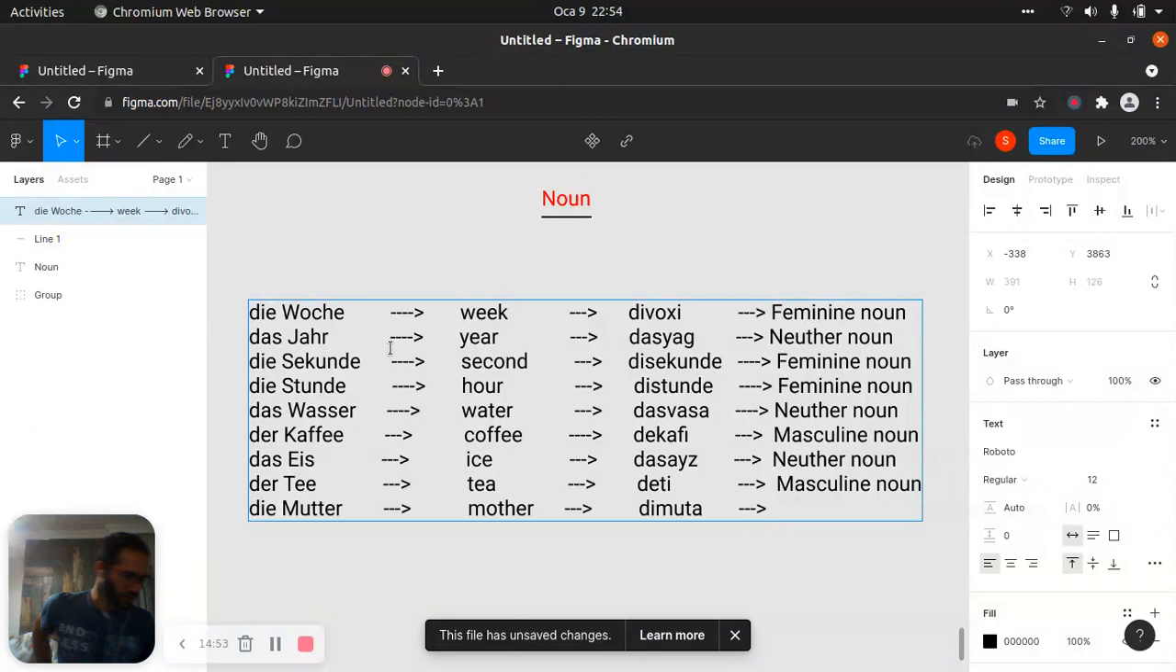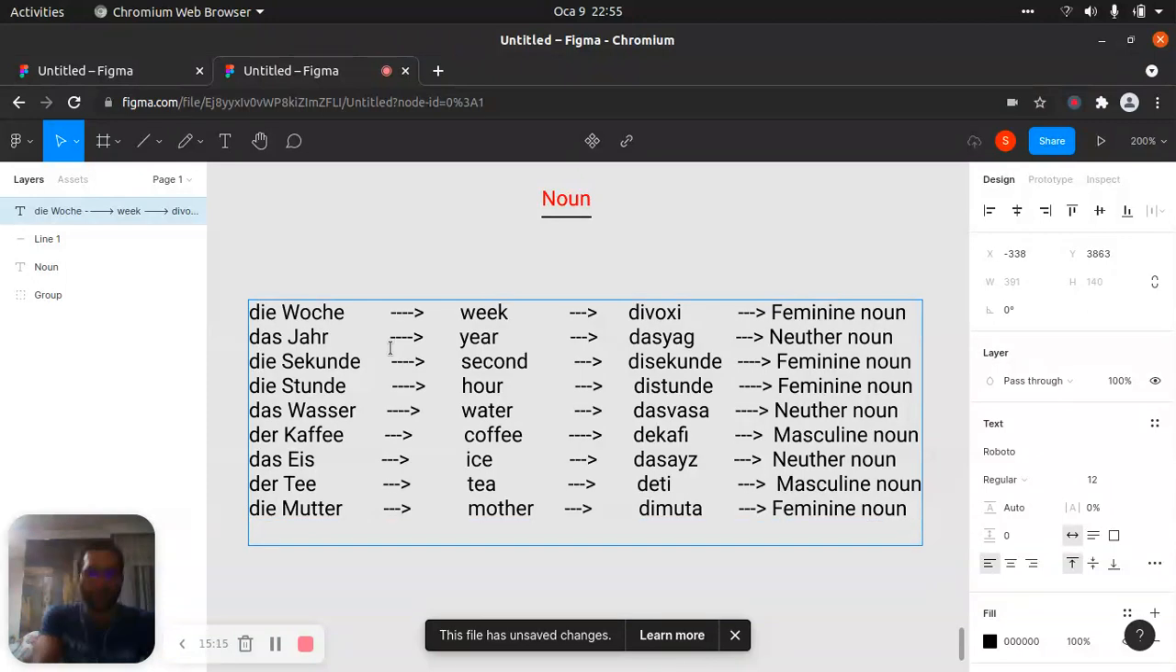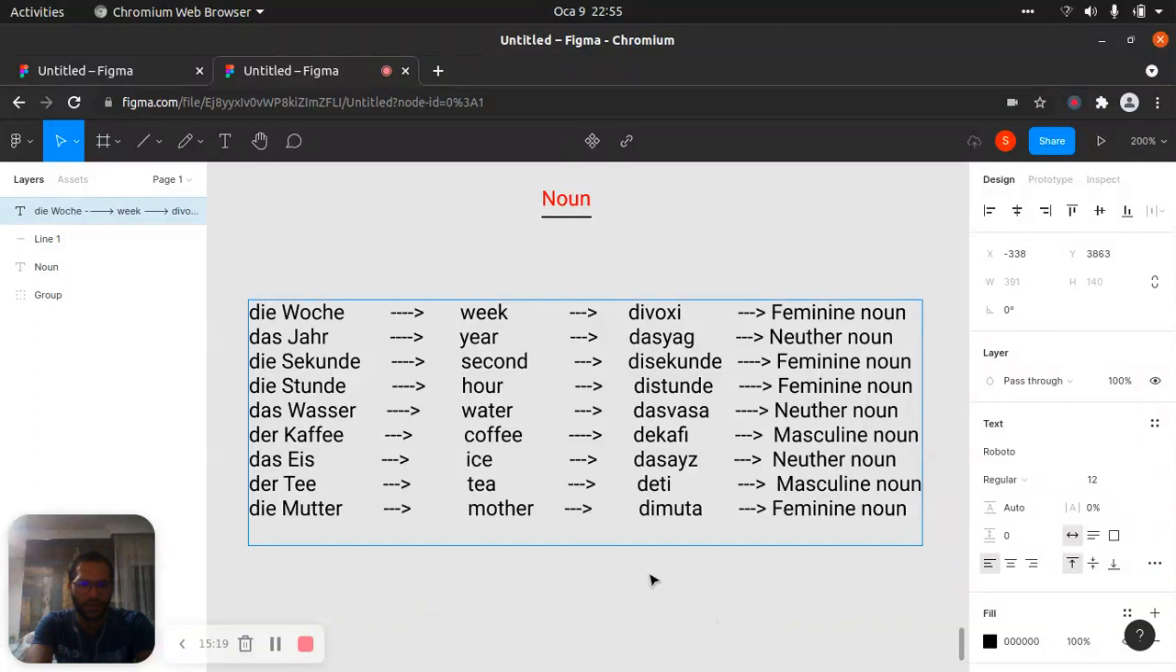Above is like what? Above, let me check it again. It's like über, right? It's above, sorry. This is difficult to remember, really. Feminine noun. And then come down. Save changes. Just close it. I don't need to speak about that.